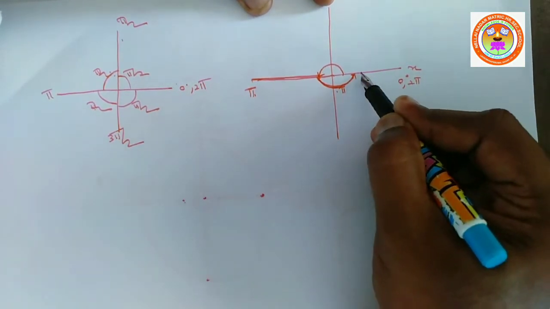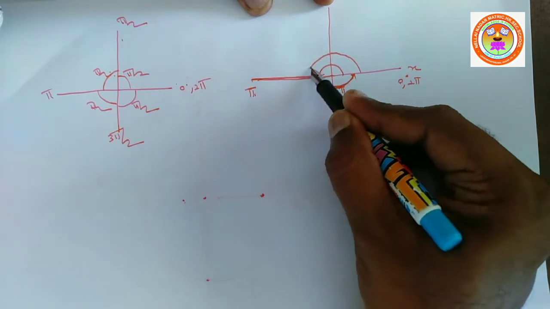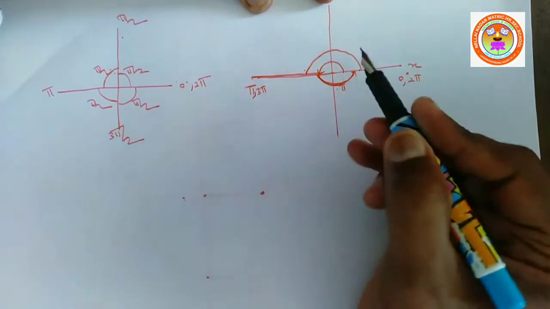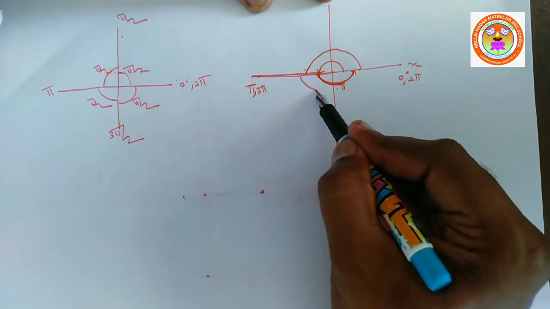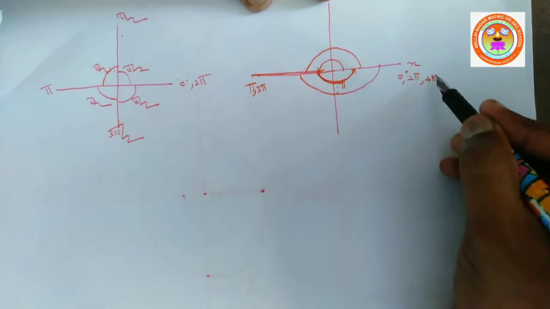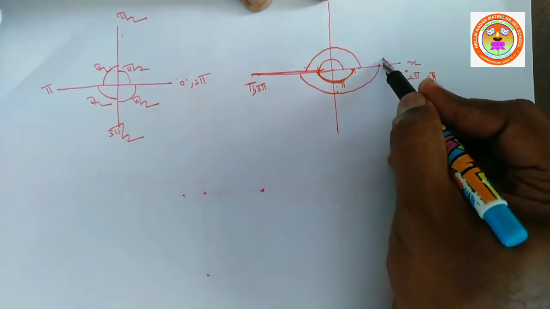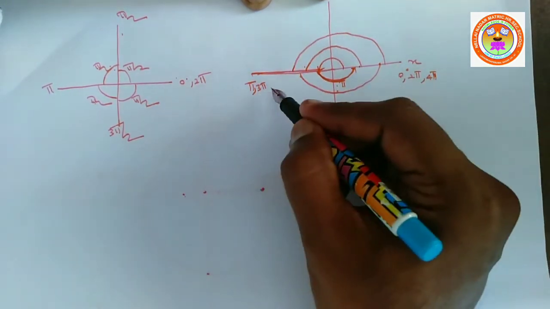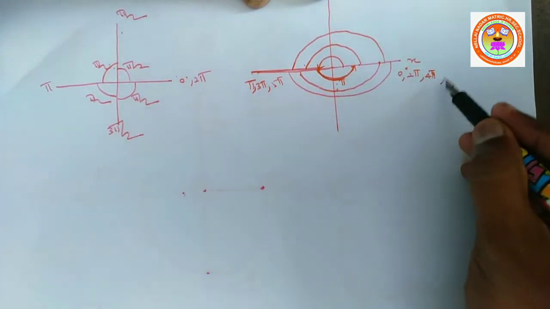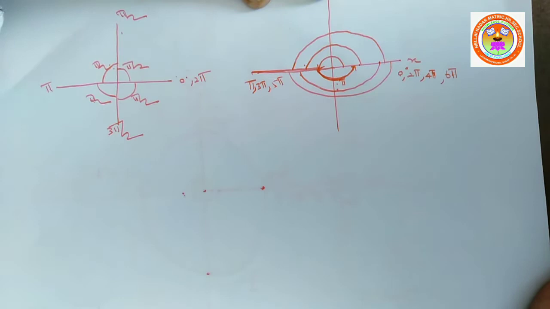This is 2 pi. So from 2 pi it travels another pi. 2 pi plus pi gives 3 pi. This is 3 pi. From 3 pi it travels once again pi. 3 pi plus pi gives 4 pi. From 4 pi it travels once again pi. 4 pi plus pi is nothing but 5 pi. So 5 pi travels pi, nothing but 6 pi. Can you understand, students?